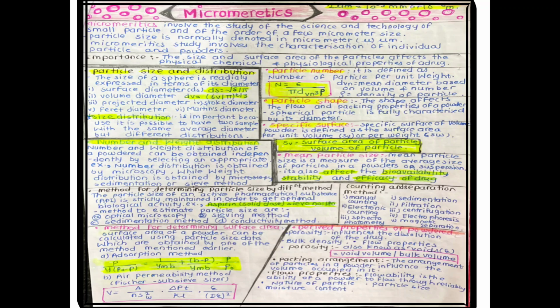So micromeritics involves the study of the science and technology of small particles, on the order of a few micrometers in size. Particle size is normally denoted in micrometers.